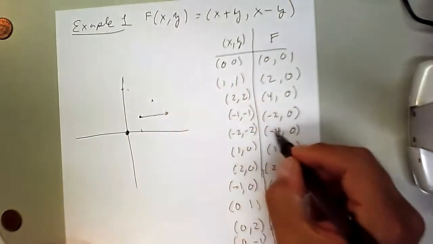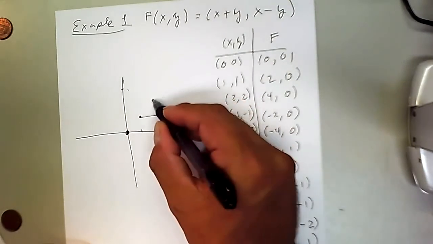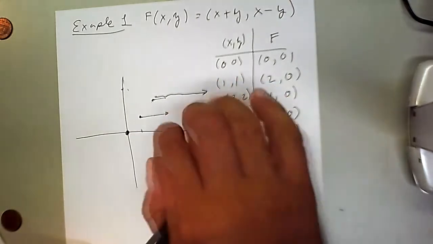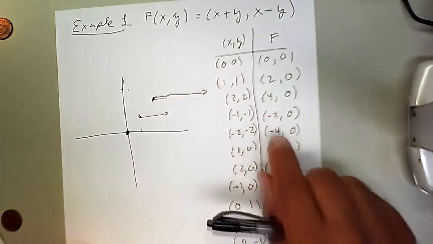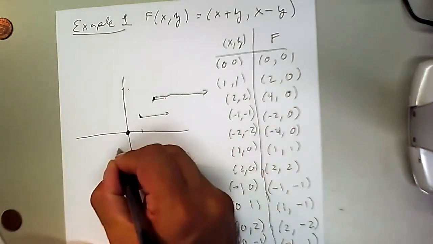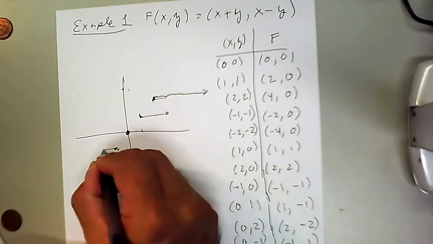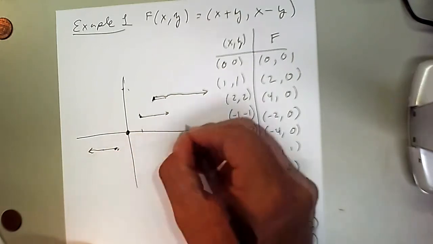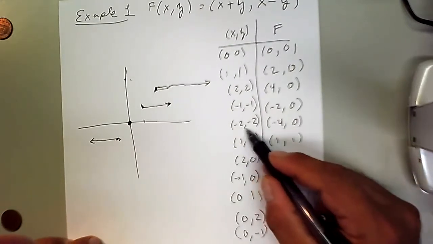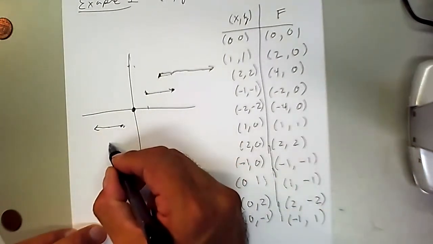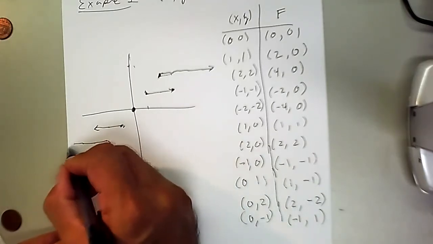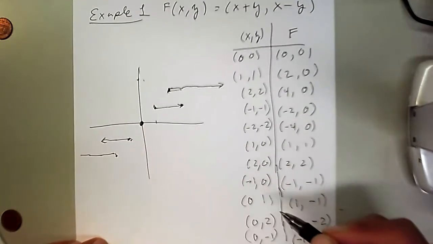here, 2, we have a longer vector. We go 1, 1, 2, 3, 4. So we got this vector corresponding to this point. We got 4, 0. How about -1, -1, -2, 0? So here we go 1, 2, there. And -2, -2. So about here is where we start. We got 4. 1, 2, 3. That's going to be outside the page.